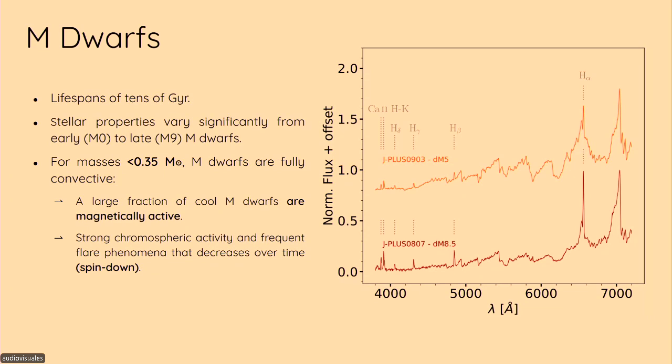Here we have two stellar spectra. In the y-axis, we have the normalized flux, and in the x-axis, we have the wavelength in angstroms. So in the top orange spectrum, we can see an M5, and in the bottom red spectrum, we can see an M8. Okay, and the lines that we have identified there are very strong emission lines, specifically H-alpha and the calcium II HK lines, which are very strong indicators of strong chromospheric activity.